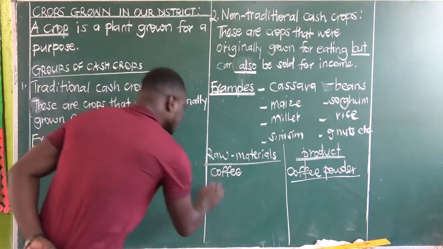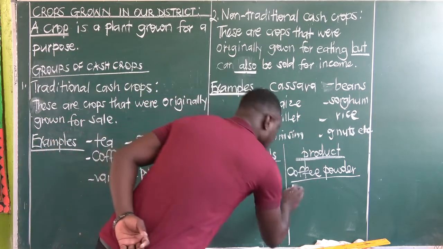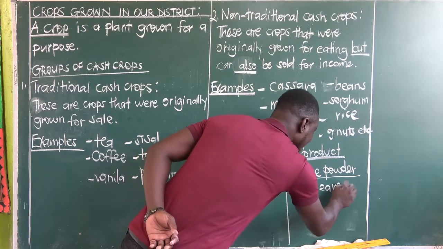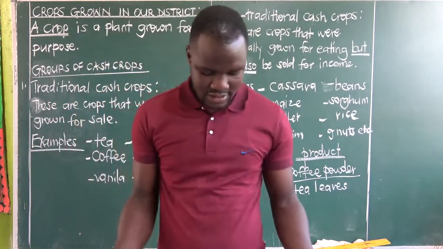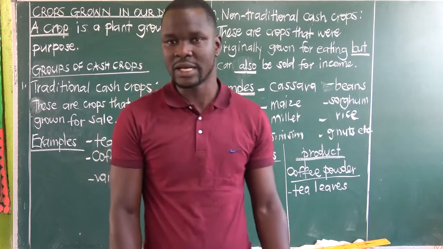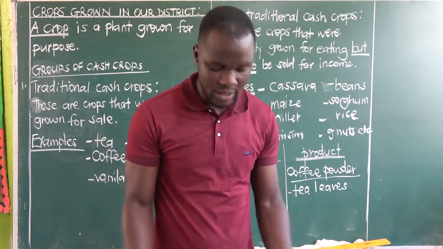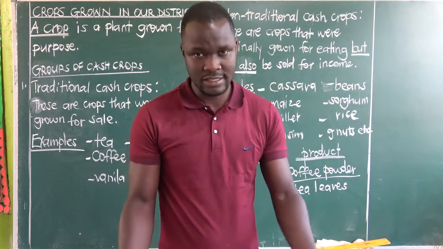Next we have tea as a crop. We shall have the product, tea leaves, that we can put in hot water and drink. We take it as tea. We can take it as a break, maybe in the evening or any time, because English says that any time is tea time.